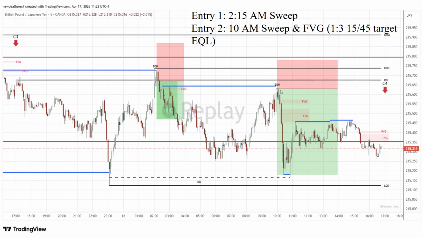And then you had another sweep right here at 10 a.m. And I did take this trade in real life, so I was out in 15 minutes on that. I'm sorry, 30 minutes on that one. That was just straight drop after this sweep. It was great to see. So it just targeted the equal lows that were down here, just dropped like a rock. So it was a beautiful thing. So that could have been a 1 to 3, 15 pip stop loss, 45 pip take profit on that one. So there you go. That's that.